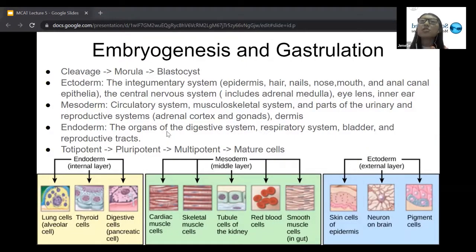The ectoderm leads to the integumentary system, the epidermis, hair, nails, and the nose, mouth, and anal canal epithelia. Then also the central nervous system, which includes the adrenal medulla. That's a fun fact that I think they've had a flashcard question about, but I thought that was a little tricky before. And then the eye lens and inner ear.